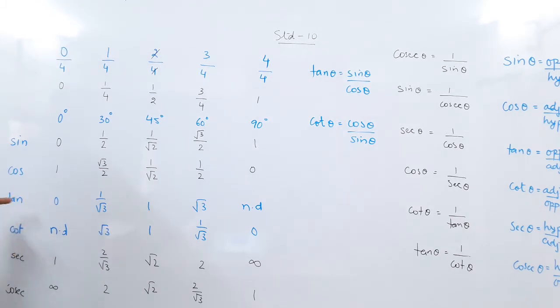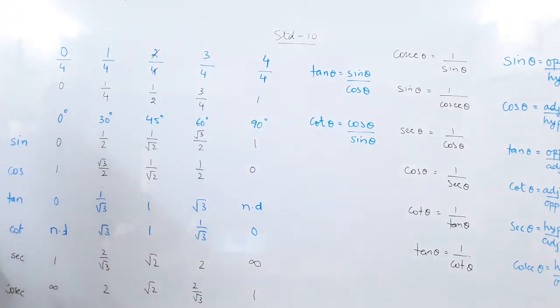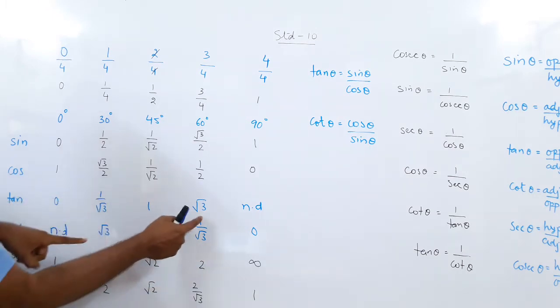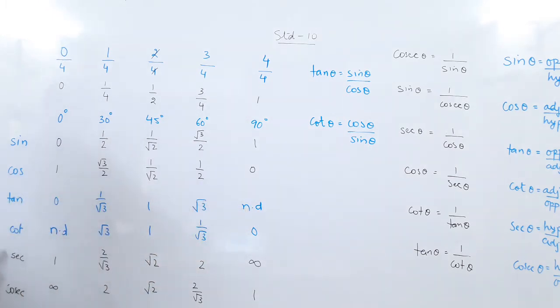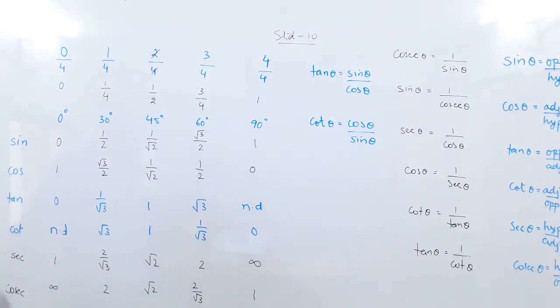I can do the reciprocal of tan, or the reverse order of tan. So you can see 0 has come here, 1 by root 3 has come here, 1 has remained here, root 3 here and not defined here. Sec is the reciprocal of cos. So reciprocal of cos, what did I do? I turned them. And cosec I can do two ways: either take the reciprocal of sine or write the reverse of sec. So in both ways I can get this, and this is how the table is completed.